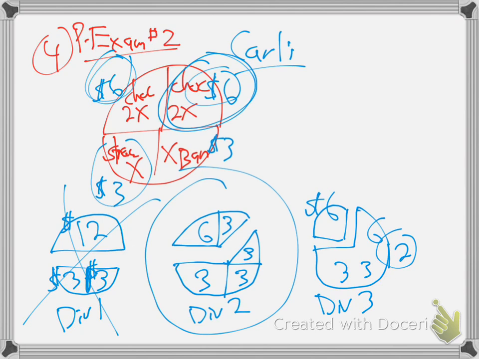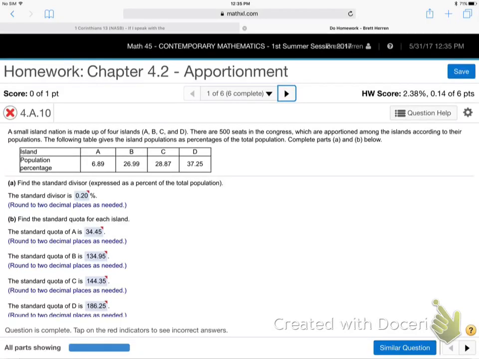Let's move on. Actually, I need to tell you one other thing. Remember yesterday we did the standard divisor. Let's talk about that. What was it? Total population divided by number of seats, right? Put that in your 3x5 card, even for today's practice test. Standard divisor is total population over number of seats.